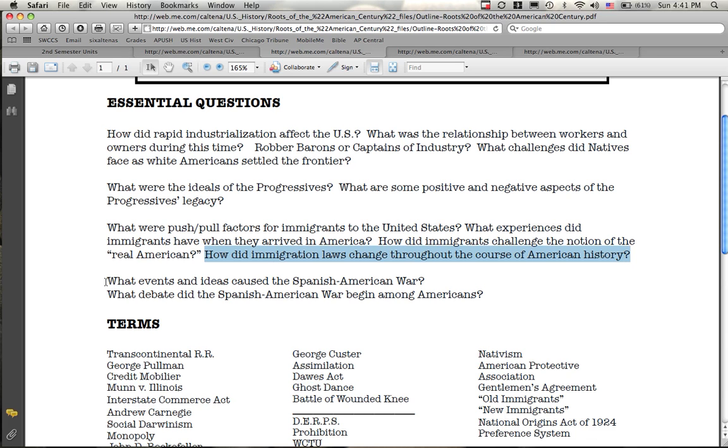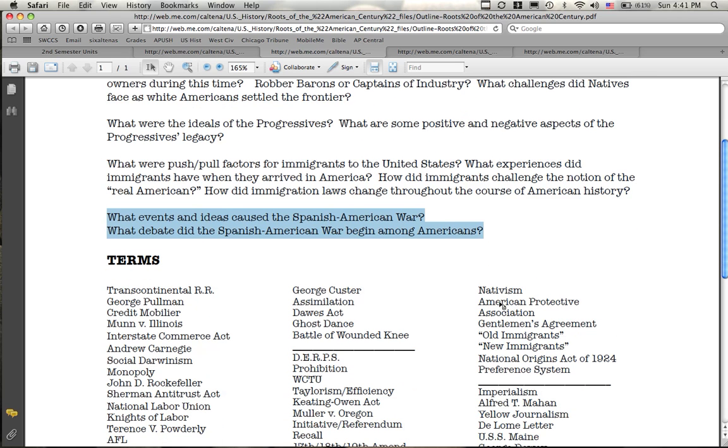And then finally here, what events and ideas caused the Spanish-American War? And then what debate did the Spanish-American War begin among Americans? The events and ideas caused are in a set of notes that we took. But just to summarize, the Cubans were rebelling against the Spanish, and they wanted the Americans to come in and help them. And we refused until the situation got tense enough that American property was being destroyed, and we sent a battleship down there to protect American interests, and that battleship was called the Maine, and it blew up in Havana Harbor, and that got a lot of people angry.